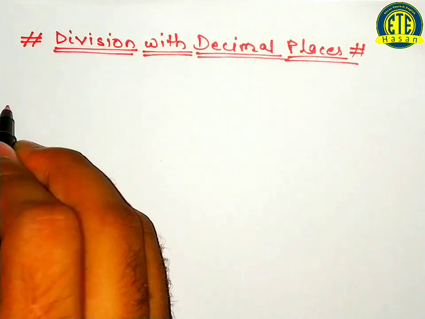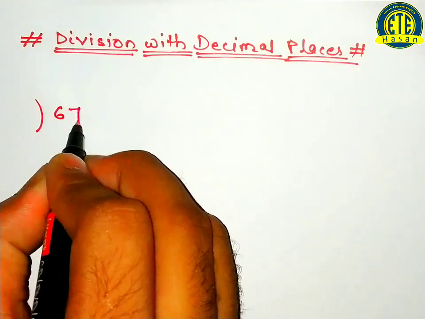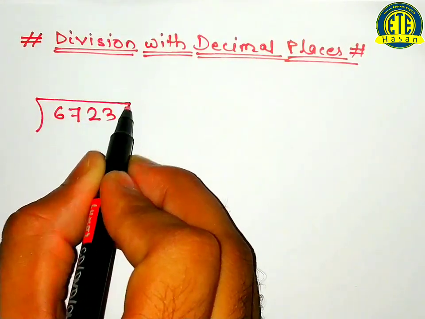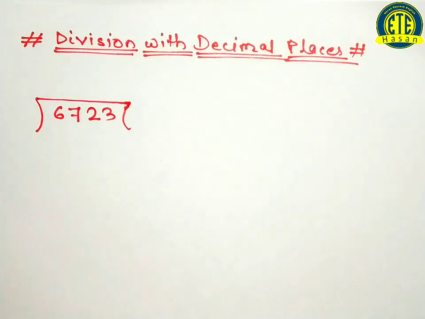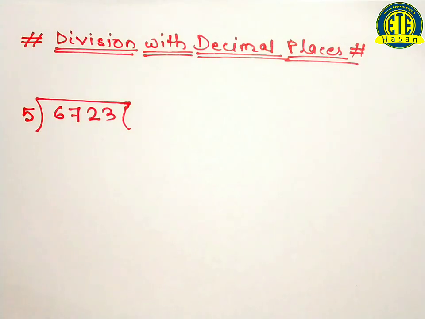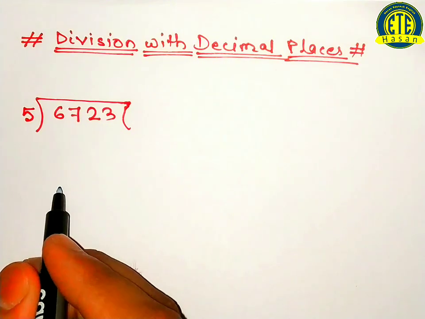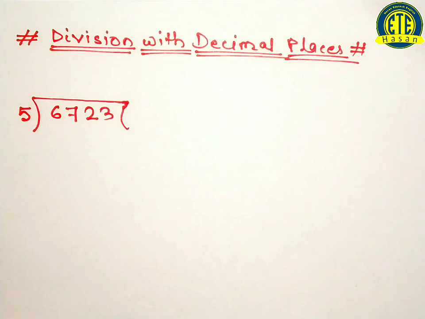Suppose we have to divide a number like 6723. Its application is like: a fund has 6723 rupees, and we have to divide it among 5 people equally. So how much money will everyone get? In this process, we have to go up to some decimal places to find how much money everyone will get.